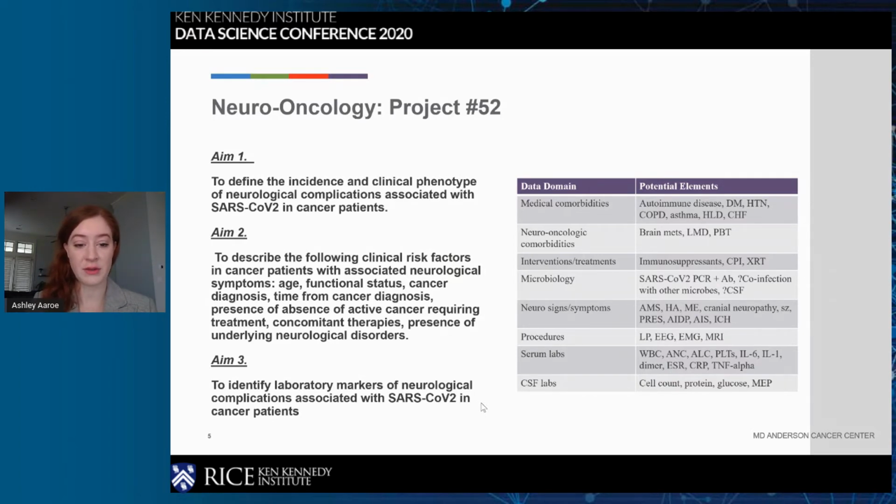These variables include age, functional status, cancer diagnosis, time from cancer diagnosis, concomitant therapies for cancer, including immunotherapy, and whether or not patients have any underlying neurological conditions such as brain metastasis or primary brain tumors or stroke.